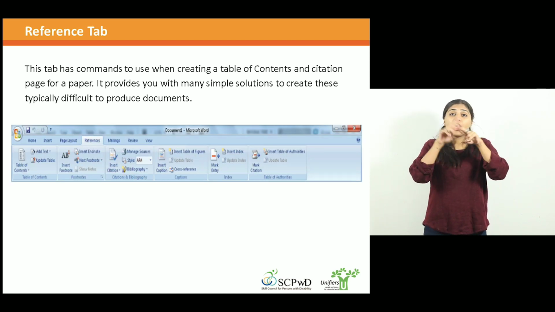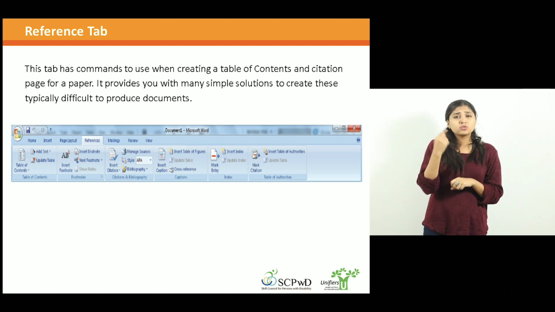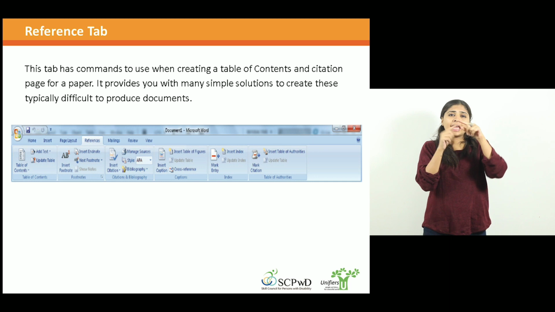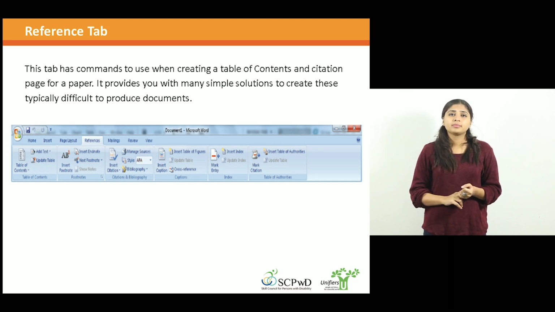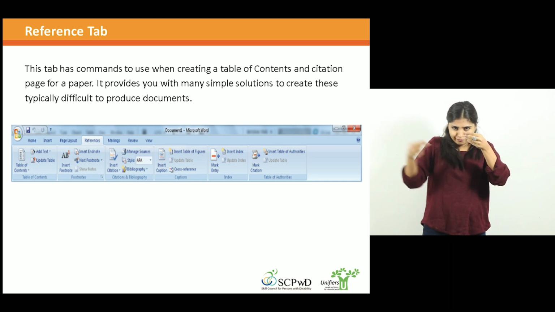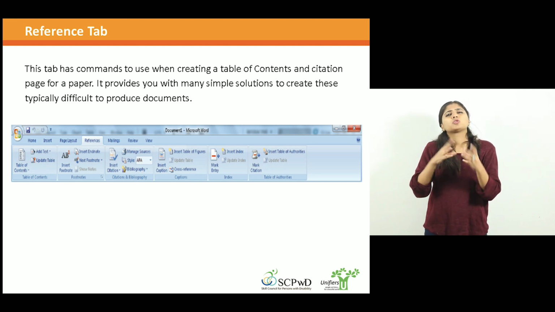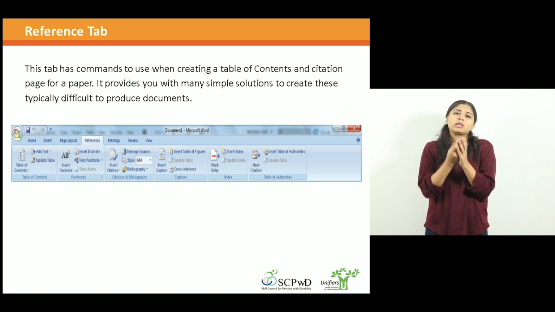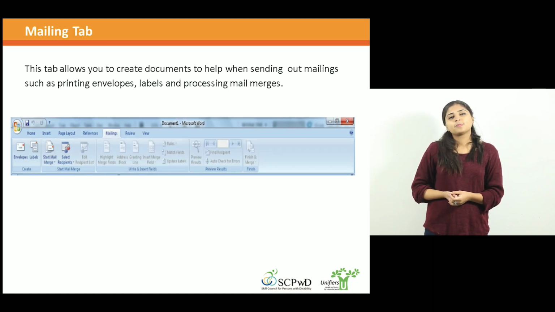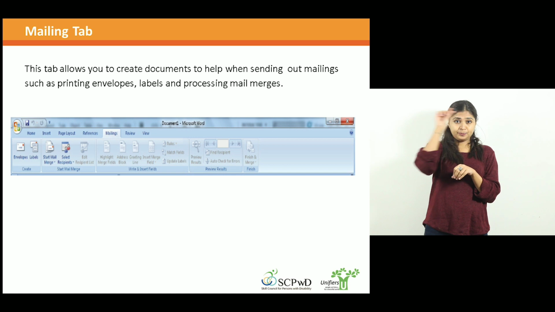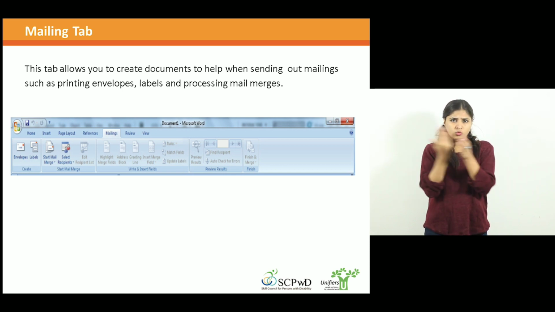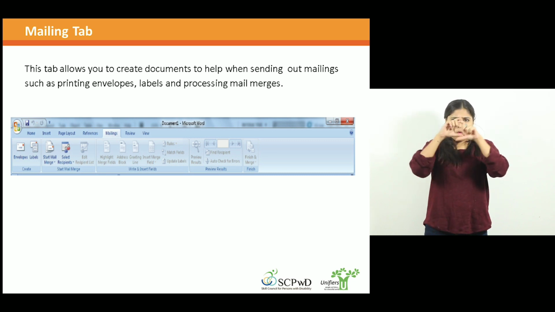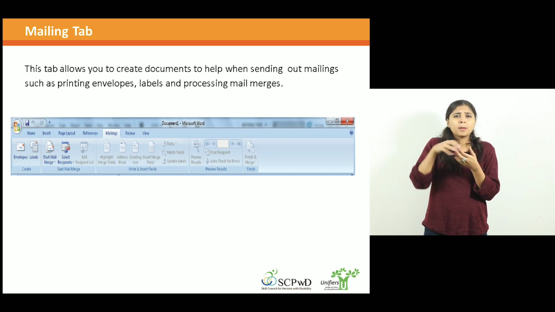Reference tab. This tab has commands to use when creating a table of contents and citation page for a paper. It provides you with many simple solutions to create these typically difficult to produce documents. Mailing tab. This tab allows you to create documents to help when sending out mailings such as printing envelopes, labels, and processing mail merges.